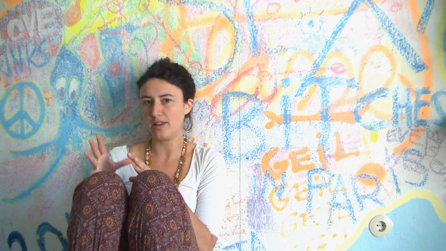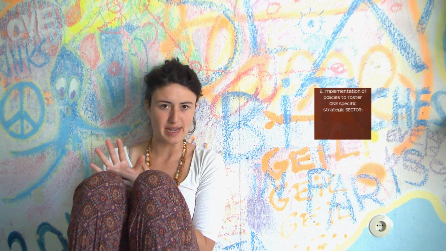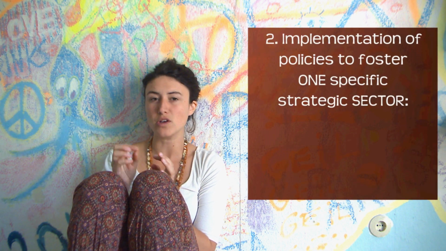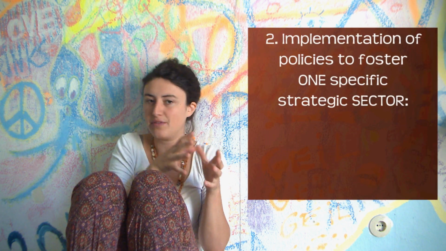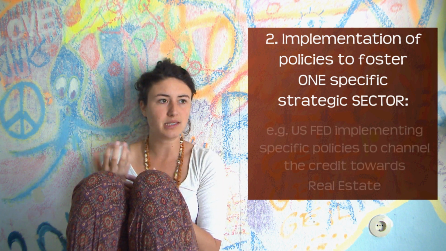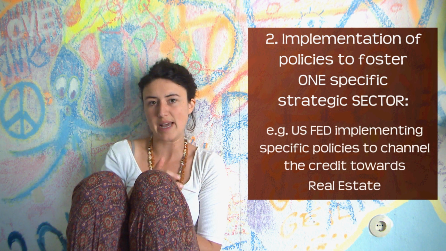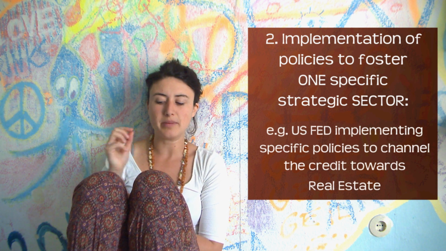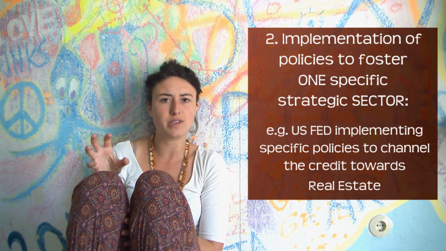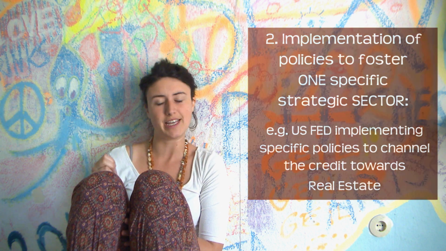The other field we can look into to understand how central banks act is when they implement policies aimed at fostering only one specific sector of the entire economy. And this has happened in the past. For instance, when we look at the US Fed, they implemented a number of policies to channel the credit towards a sector that was considered strategic, that was real estate.